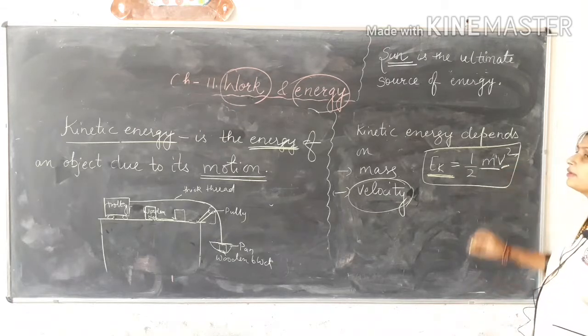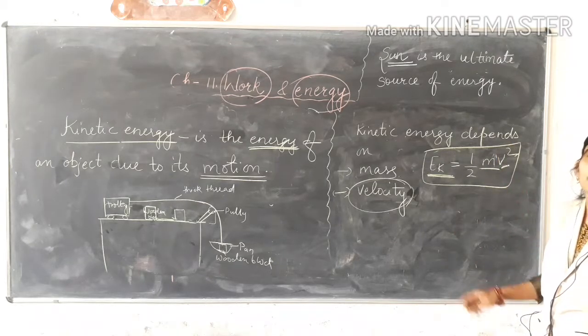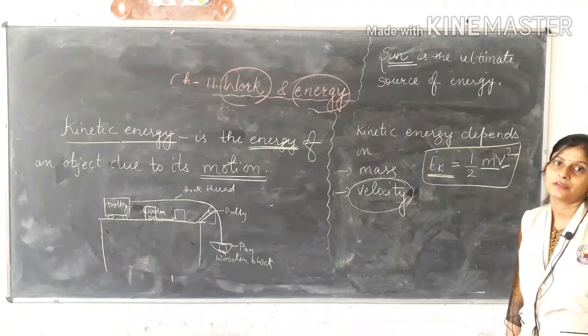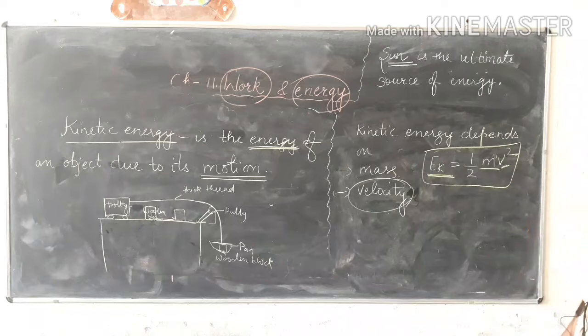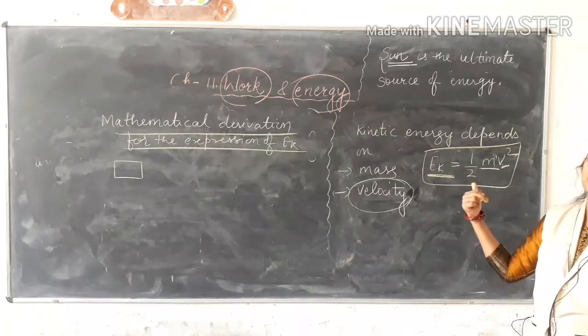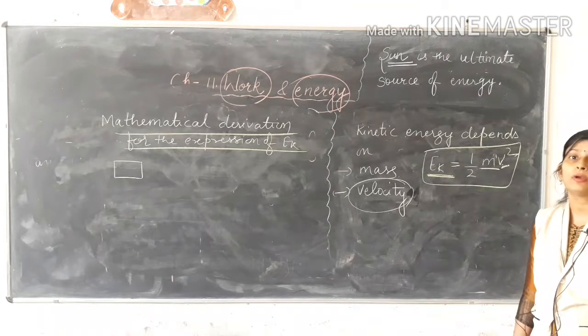And if velocity decreases by 2 times, it means the square is 4. It means kinetic energy will be decreased by 4 times. Okay? So this shows that the impact of velocity is more on kinetic energy than that of mass. Just now I have told you the expression or formula for kinetic energy, that is Ek = 1/2 mv². How is this equation or formula derived?